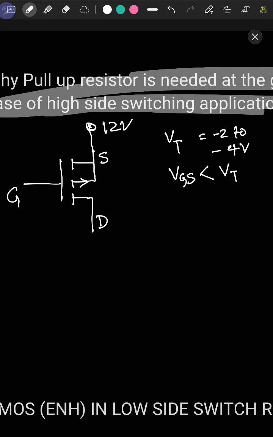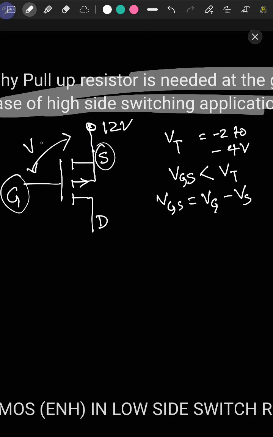What is VGS? VGS is nothing but VG minus VS, that is voltages respectively at gate and at source. So this is VGS. But say for the switching application, we have a 12 volt applied at the source of the pMOS. Now in that case, let us see what happens when we apply different voltages at VG.